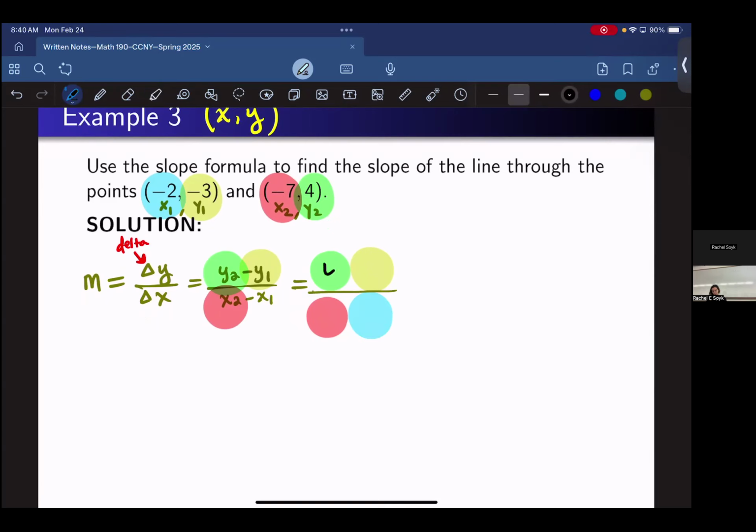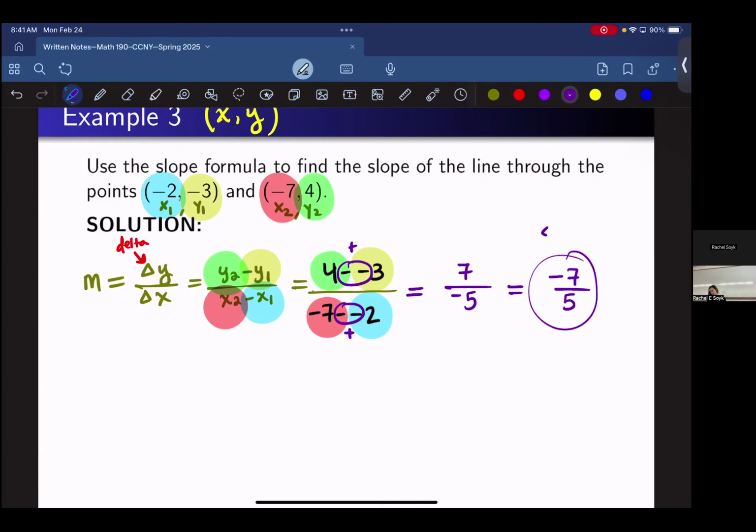So we're looking at 4 minus -3 all over -7 minus -2. And then we want to simplify. 2 negatives right next to each other give us a positive. So in our numerator, we have 4 plus 3, which gives us 7. And in our denominator, we have -7 plus 2, which gives us -5. I always like to put my negative in the numerator, but if you wanted to just keep it as 7 over -5, you would get full credit for that. And that's it. This is our slope.